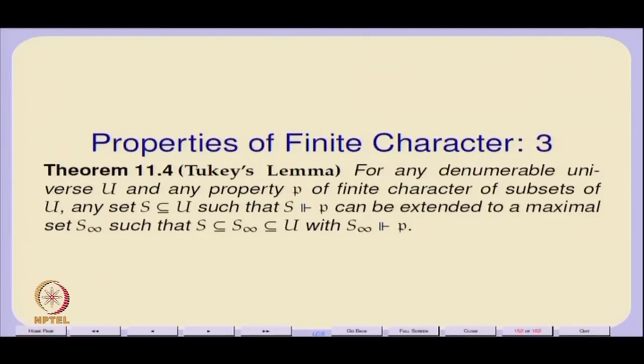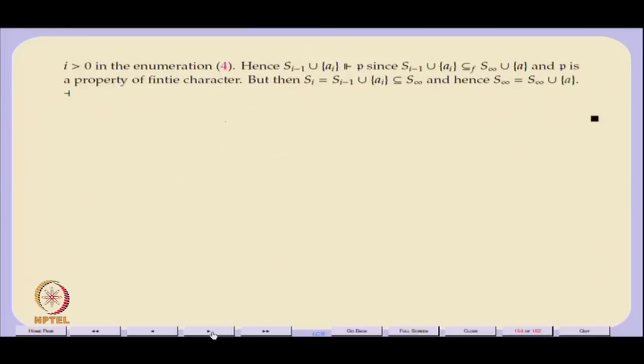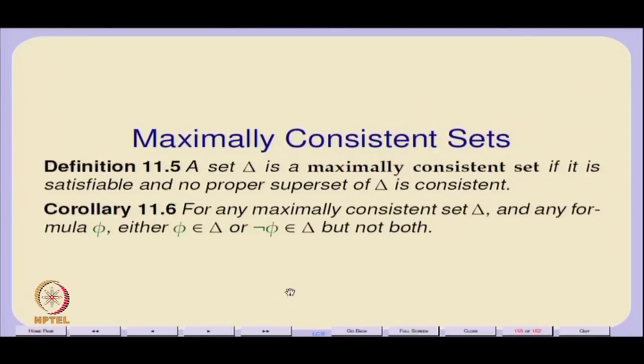Yeah? So now, you have a maximal set, a maximal extension. There could be many such maximal extensions. So in particular, if I were to take a set delta, a set of propositions, I'll call it maximally consistent if it is satisfiable and no proper superset of it is satisfiable. That means if I add any more element to it, what I get is unsatisfiability. I get an inconsistency by adding any new element to it, right.